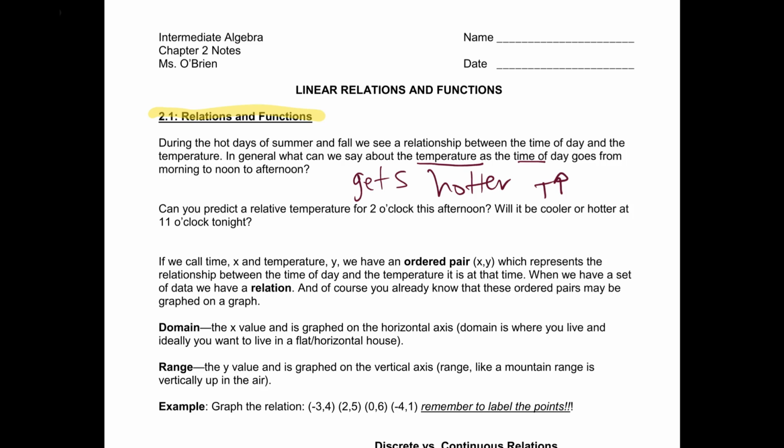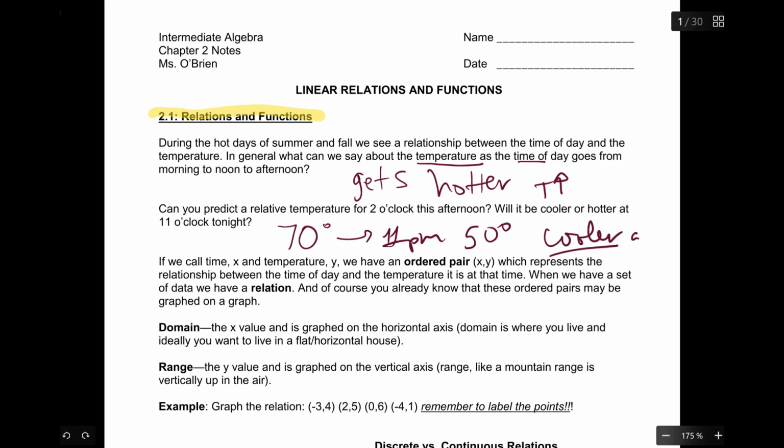Can you predict a relative temperature for 2 o'clock this afternoon? Will it be cooler or hotter at 11 o'clock tonight? Maybe at 2 p.m. this afternoon, 70 degrees, but at 11 p.m., it's definitely going to be much cooler. So we could say about 50 degrees. It's going to be cooler at 11.